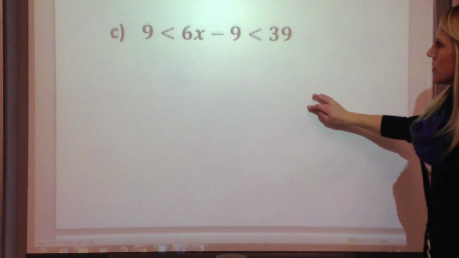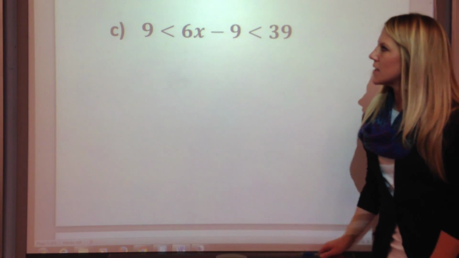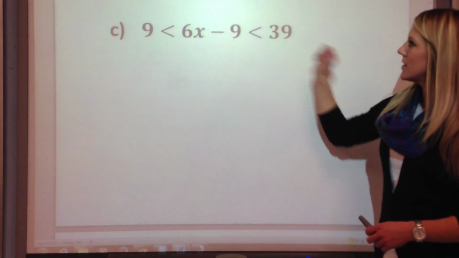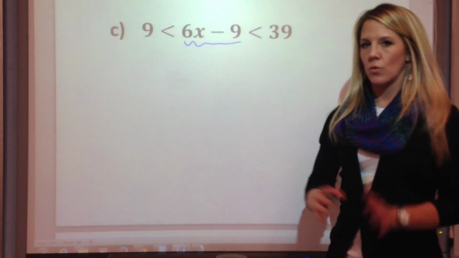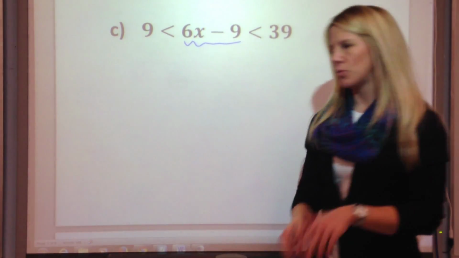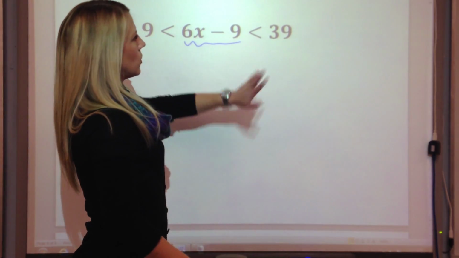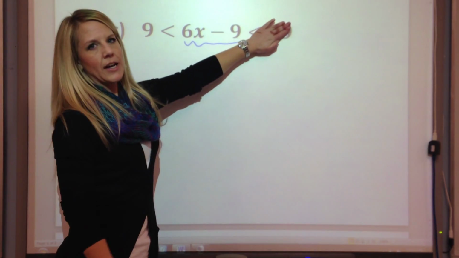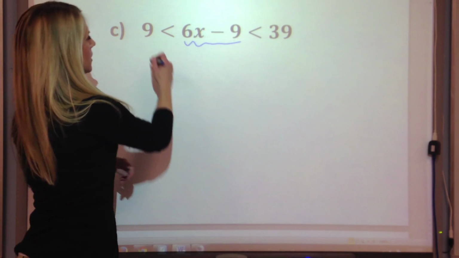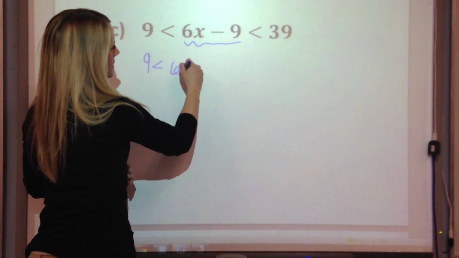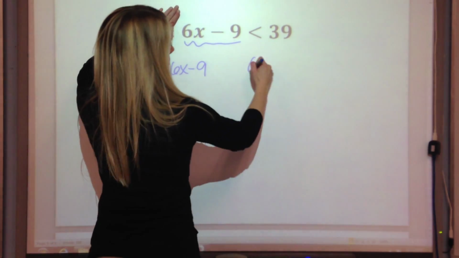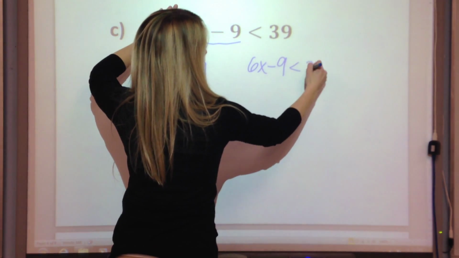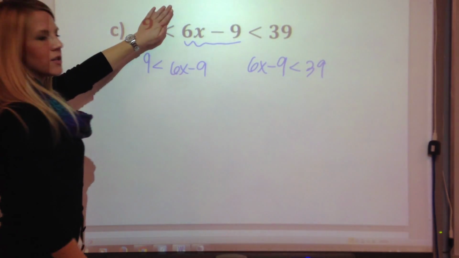Moving right along. Here's another one. 9 is less than 6x minus 9, and 6x minus 9 is less than 39. Notice where x is smashed right in between. So again, I've got two inequalities. It's a compound inequality. Just look at one at a time. Let's separate it out. 9 is less than 6x minus 9, that'll be one inequality we focus on. The other one will be 6x minus 9 is less than 39.